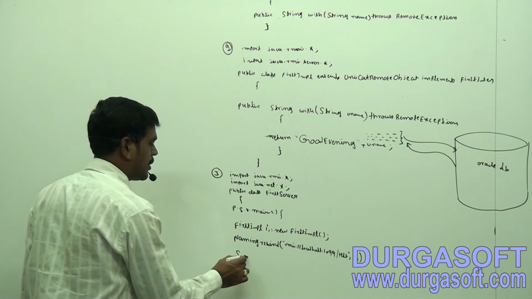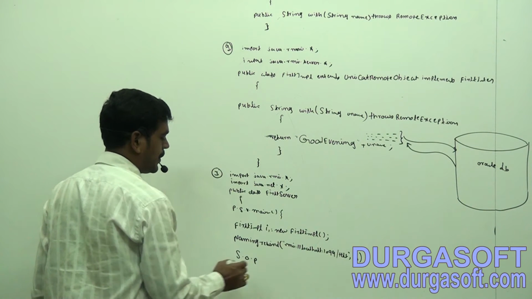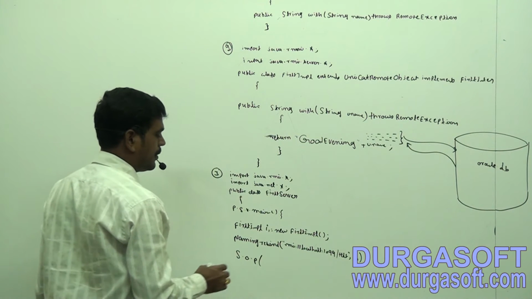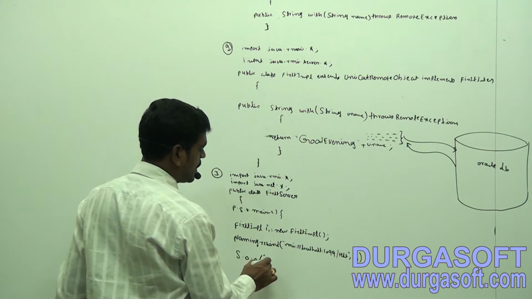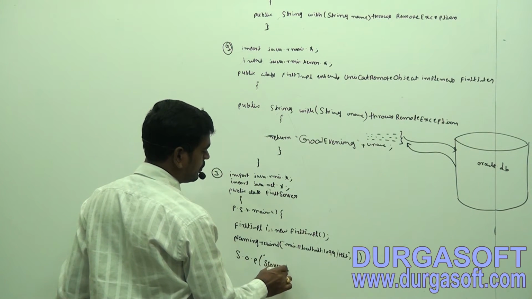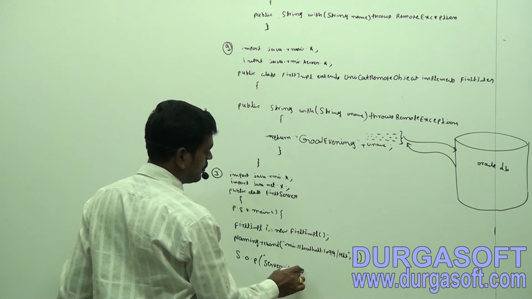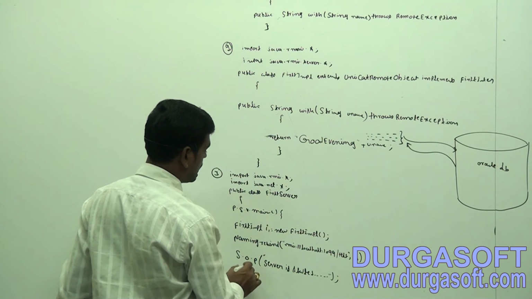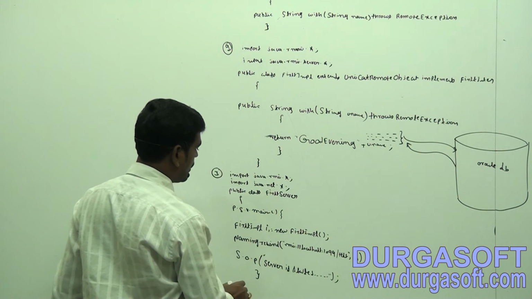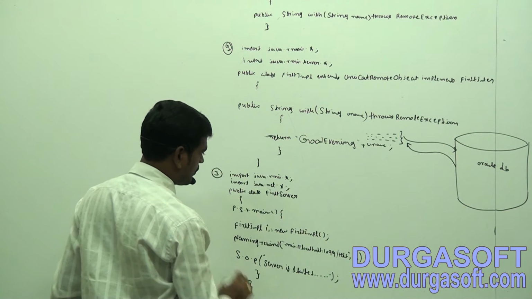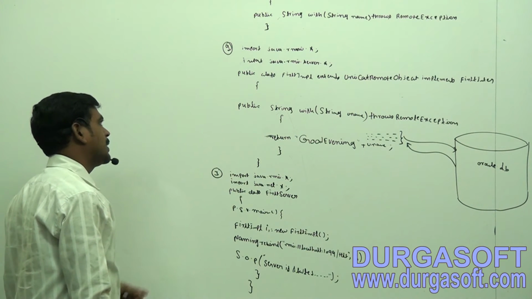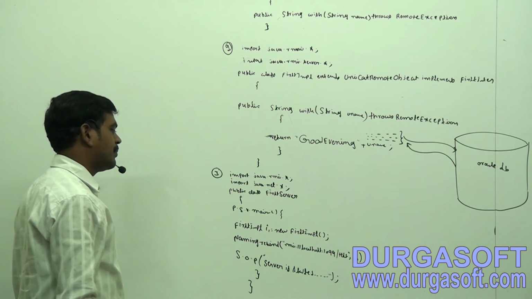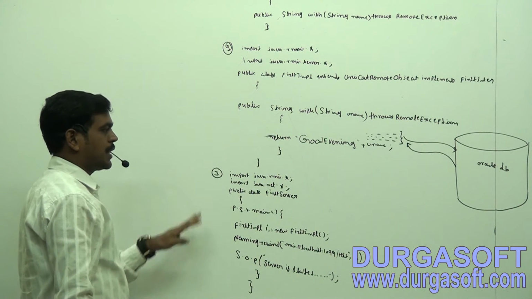Now System.out.println: server is started. That's enough. Close the method, close the class. This is the server application.